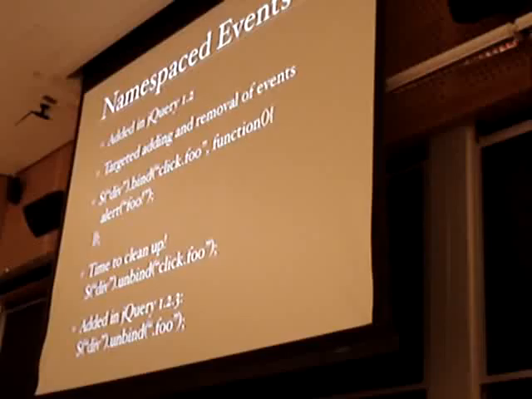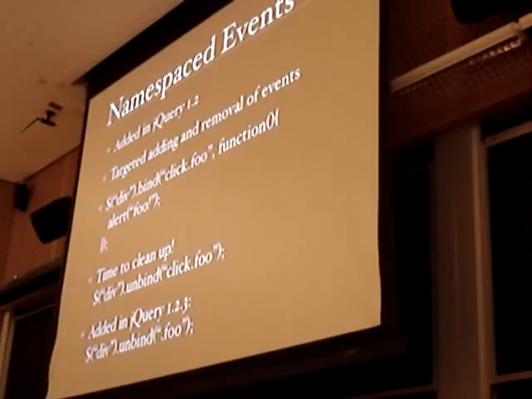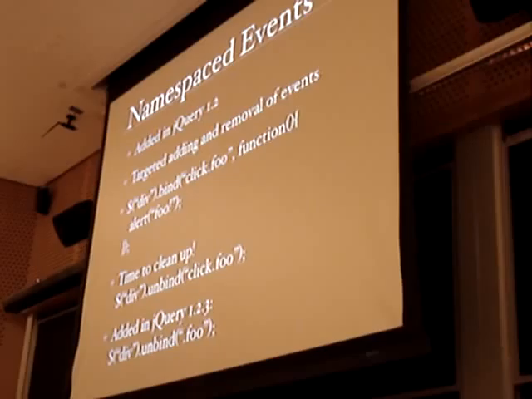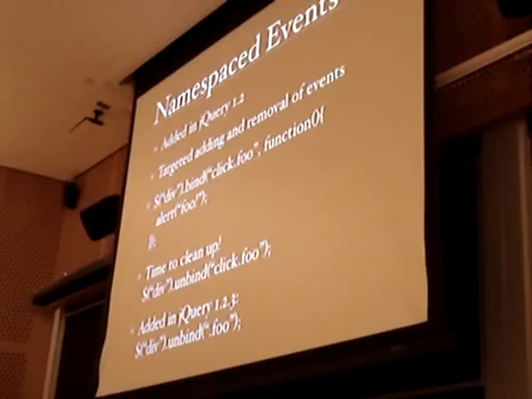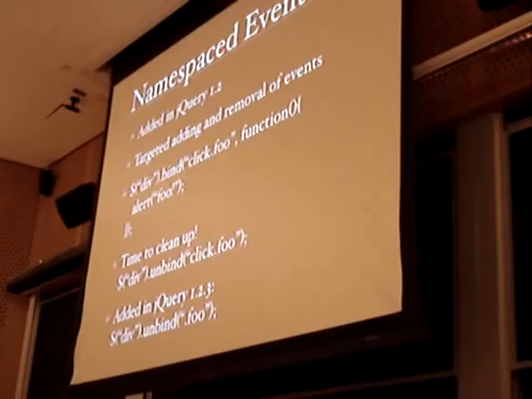Namespace events are the ability to have namespaced events. But what this doesn't help with is the isolation of jQuery. This helps with isolation of plugins. Because what's happening right now is that a plugin will come and attach a click handler to an element on the page. Another plugin will come and also attach a click handler to the same element on the page. And the problem is that the plugins didn't have any way to determine which handler was theirs, which one to remove, and it was messy.